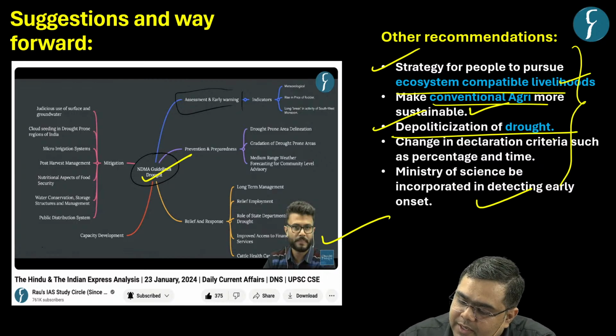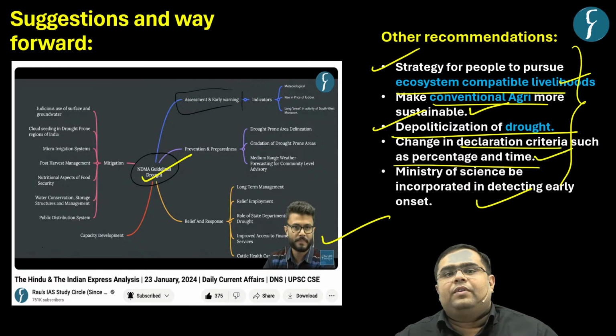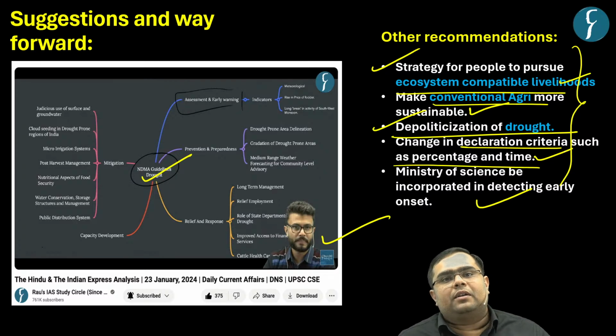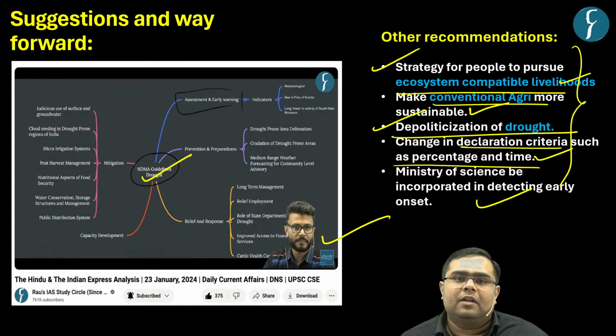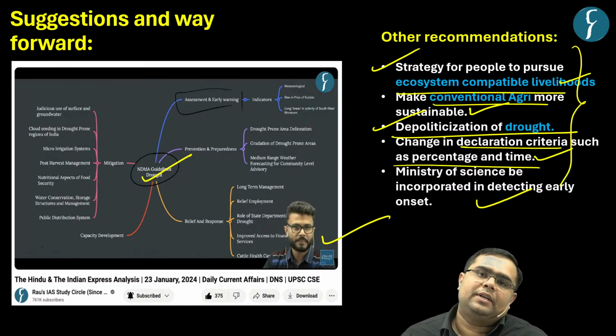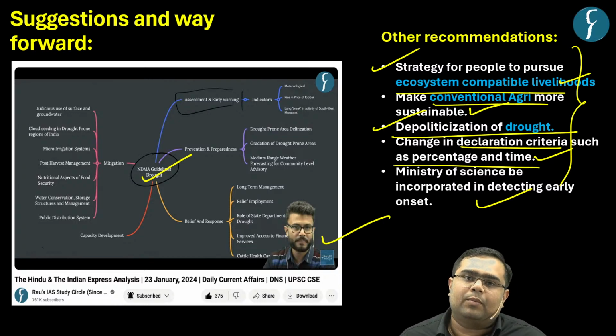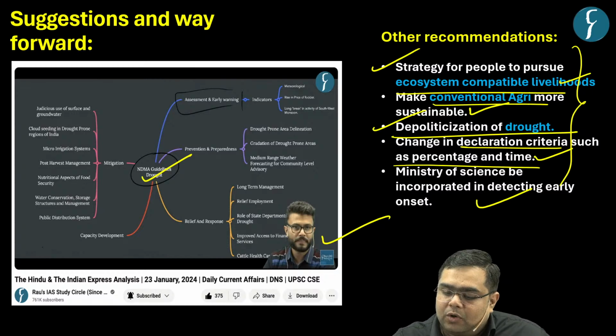Then, there is a change in declaration criteria such as percentage and time. So we had already discussed in the video that there is usually a delay in declaration. Why? Because the State Disaster Management Authority tries to delay the declaration because of the political impact it could have. So there should be a change in the declaration criteria.